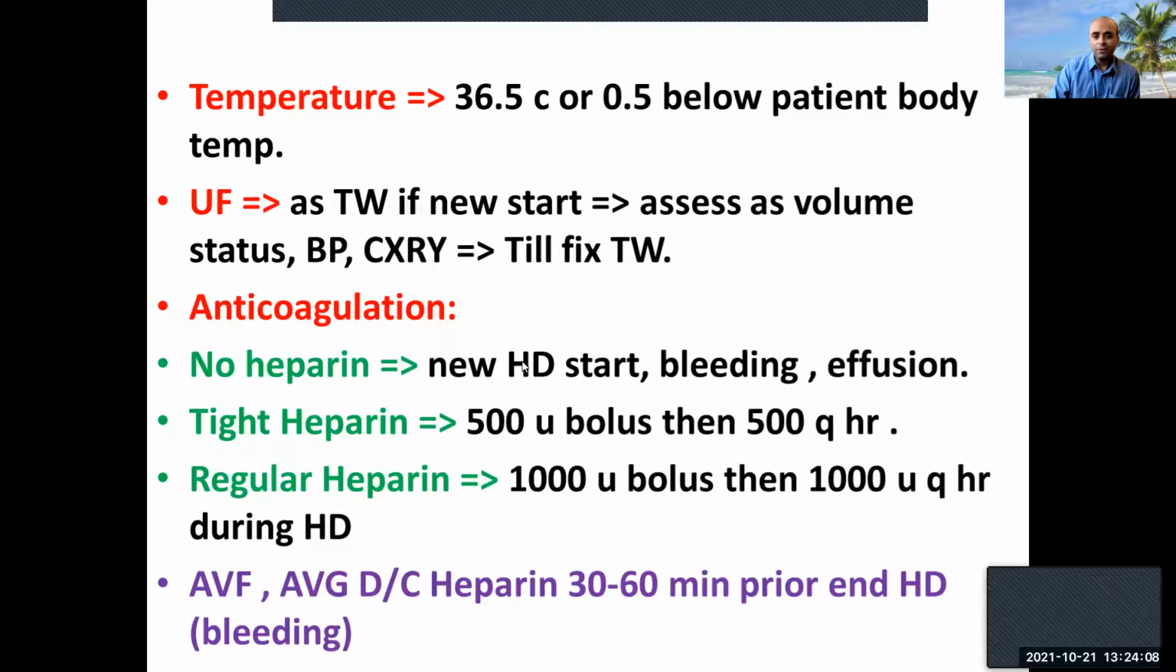Anticoagulation: no heparin if new hemodialysis patient. Don't give heparin. Don't forget this point, please. No heparin if new start hemodialysis, or bleeding, or pericardial effusion, because it can turn into hemorrhagic effusion if you give heparin. Please put this in your mind. Unfractionated heparin 500 bolus then 500 every hour, or regular heparin 1,000 bolus then 1,000 every hour during the hemodialysis. And for a patient with AV fistula or AV graft, please discontinue heparin 30 to 60 minutes before the end of hemodialysis, because it will take the nurse a long time to press the AV fistula and stop the bleeding.